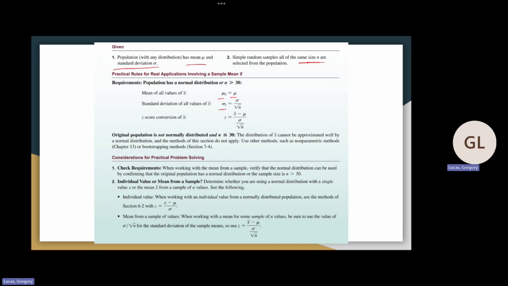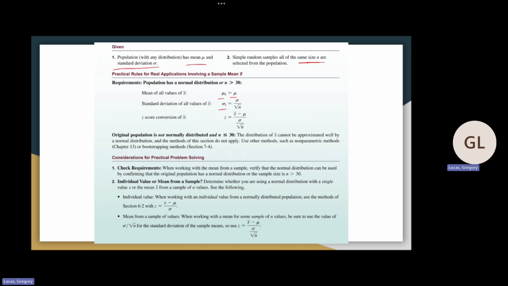So when we're solving problems, our first step is always going to be to check the requirements. When we are working with a mean from a sample, we want to verify that the normal distribution can be used by confirming that the original population has a normal distribution or the sample size n is greater than 30. So if n's bigger than 30, easy, we're done, we can keep going. If not, we have to do a little bit more work to make sure it's a normal distribution. Okay.